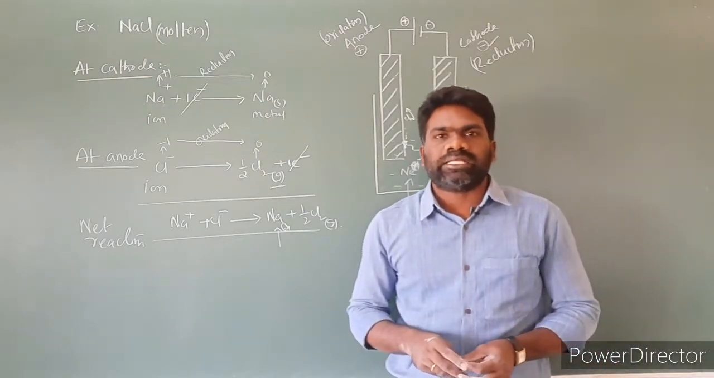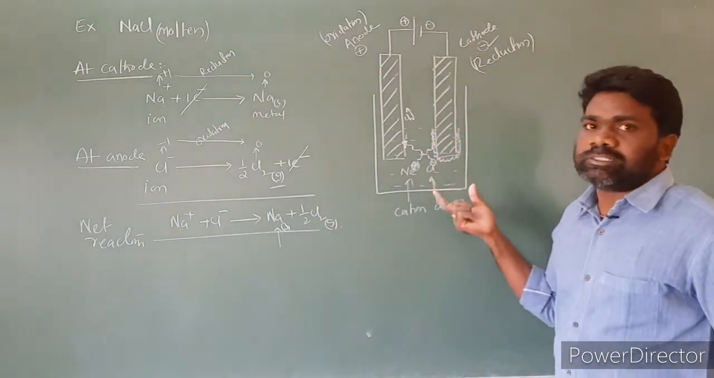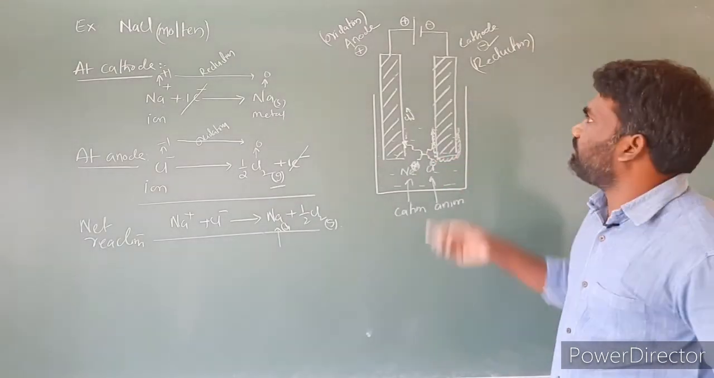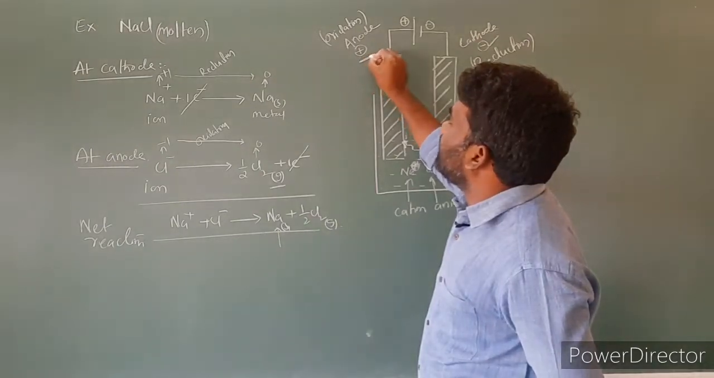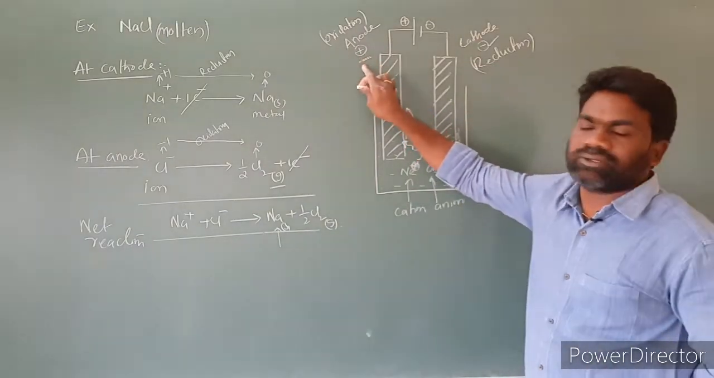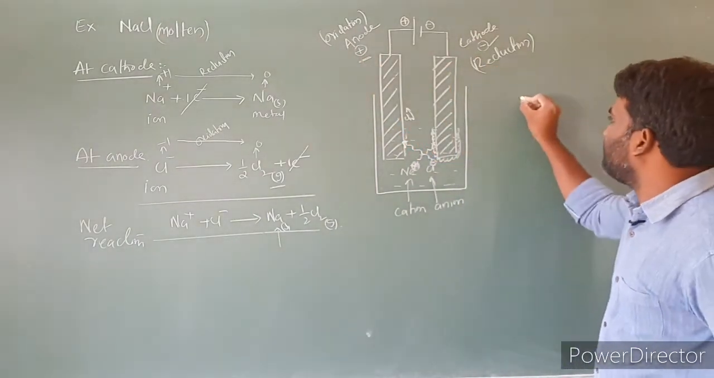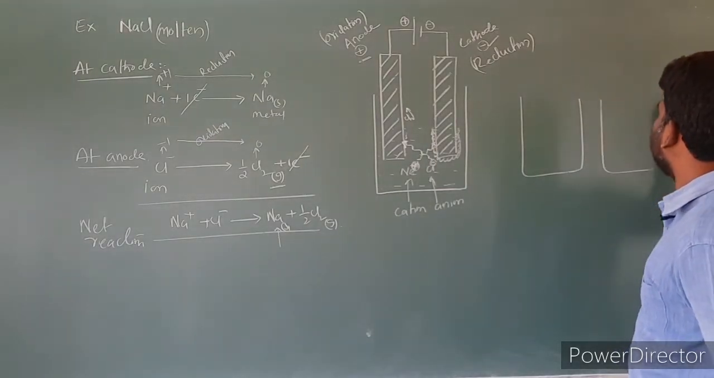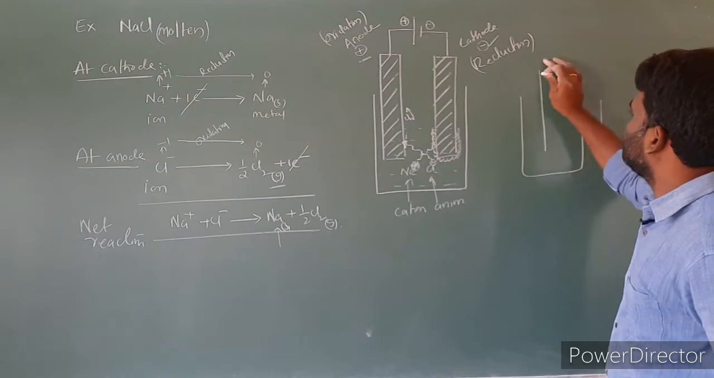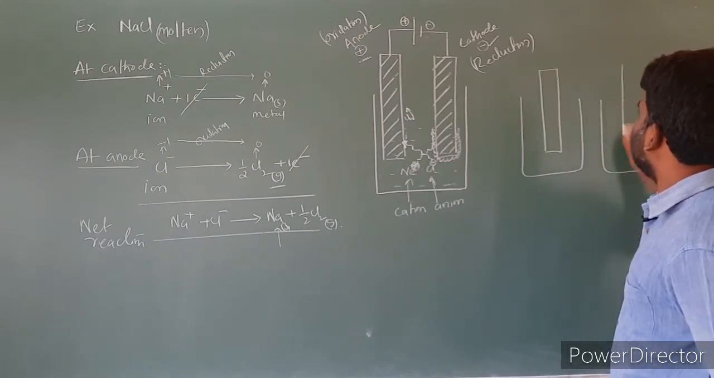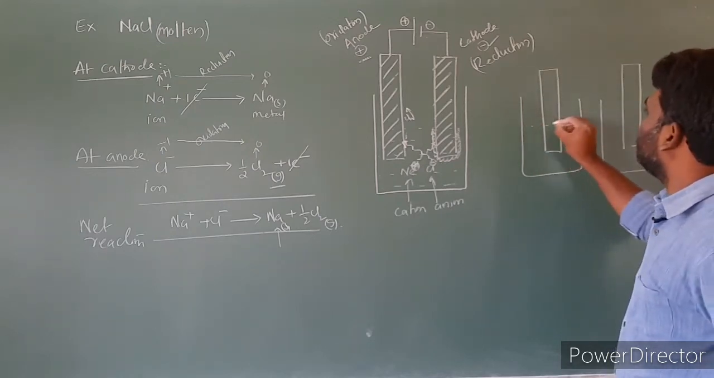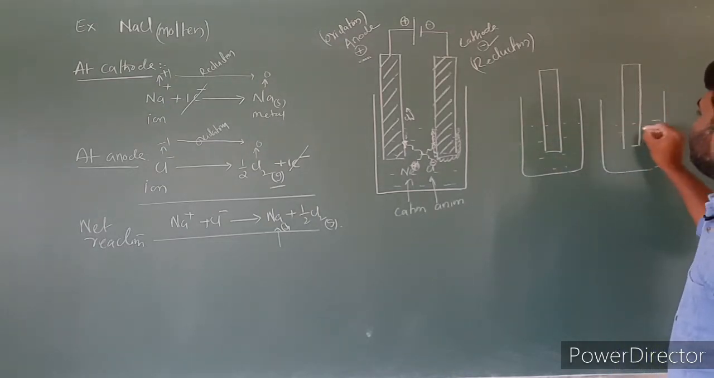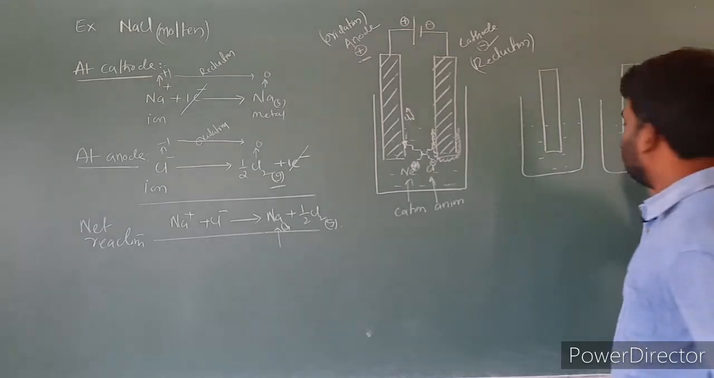Another important point is that there is a difference between the galvanic cell and the electrolytic cell. One main difference is that in a galvanic cell the anode is negative and the cathode is positive. What I mean is, I am taking a galvanic cell, and for understanding I am drawing it here. I am taking the Daniell cell example, drawing a rough diagram of a galvanic cell.